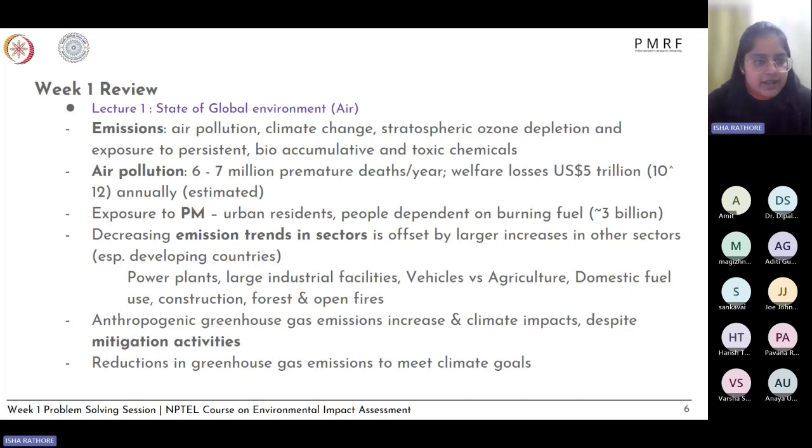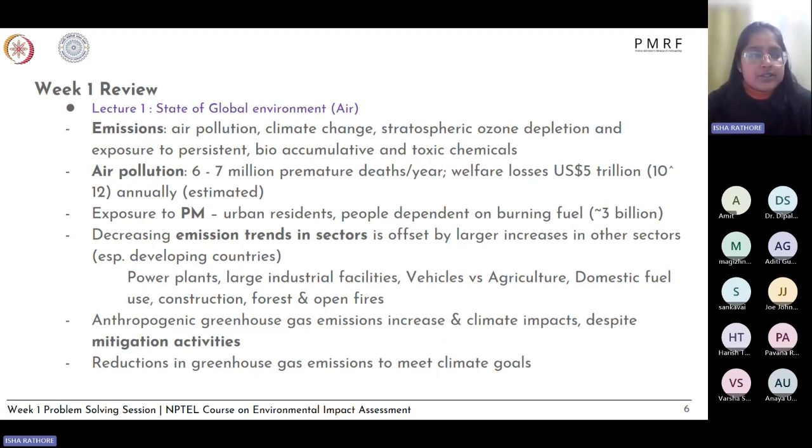So, for example, especially in developing countries, a lot of infrastructure and facilities are being developed. You can see a large number of power plants being built and large industrial facilities coming up. You have an increasing number of vehicles, and that constant balance is being lost. We also have domestic fuel use. Especially in India, we burn a lot of wood and use dung cakes, which causes a lot of CO2 emissions as well. Then the construction industry also causes a large emission increase.